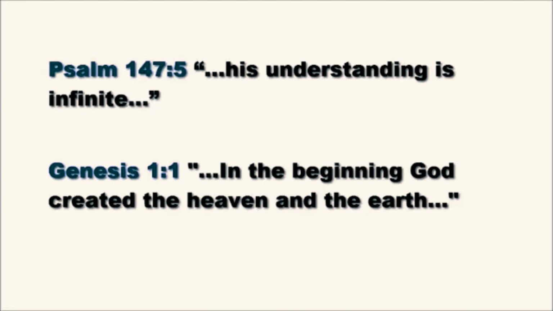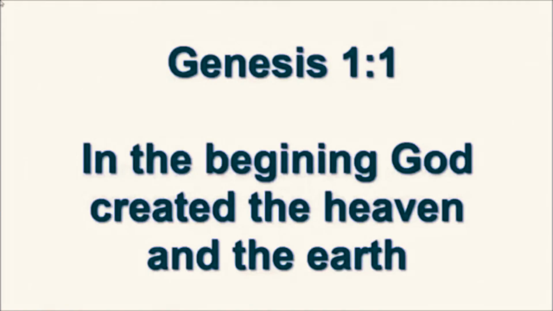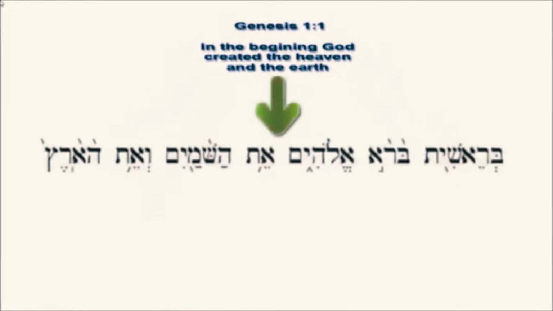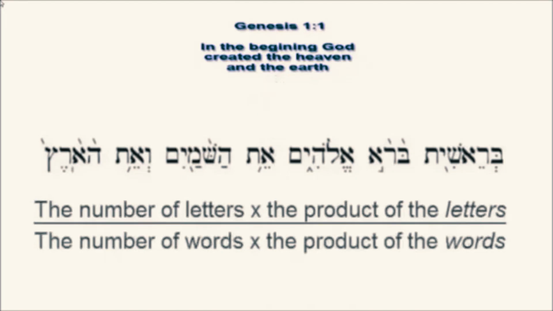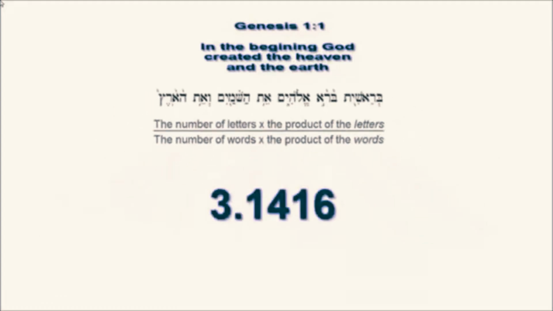What you're about to see is approximately 20 seconds of complicated stuff. Just follow along as best you can here for 20 seconds, because this will knock your socks off. In Hebrew, the first sentence of the Bible looks like this. If you take the number of Hebrew letters and times that by the product of the letters, and then divide that by the number of words times the product of the words, you get 3.1416. That's the value of pi to 4 decimal places.